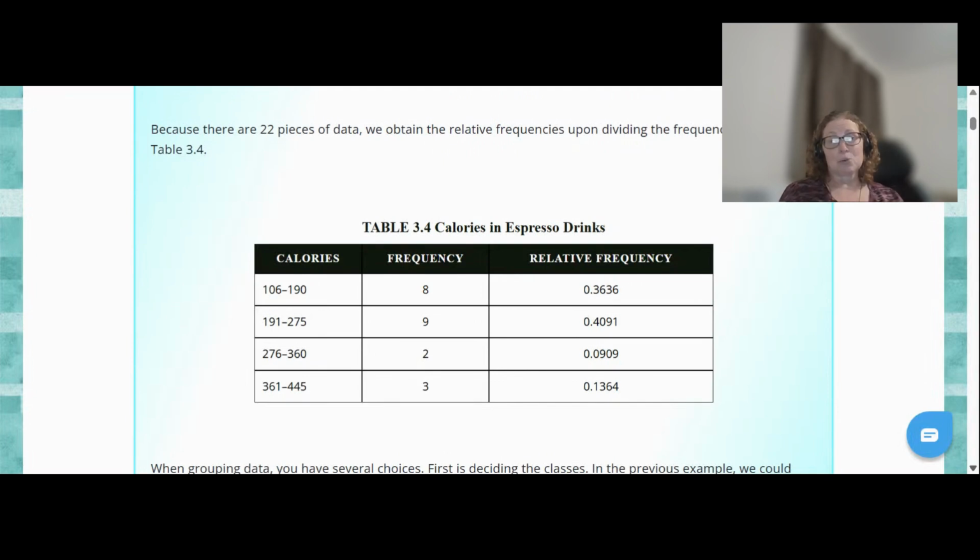So if we divide that by the 22, which was the total pieces of data, so the 22 drinks themselves, then the relative frequency of the drinks being between 106 and 190 calories is 0.3636. And then again, if you added all this up, we are checking your work. It would add up to about 1, because remember with the rounding, it could be different. And we also know that this should add up to 22, and we know that it does.